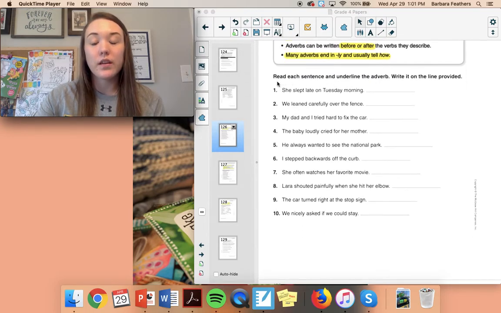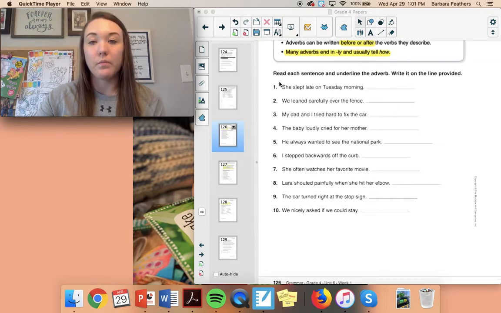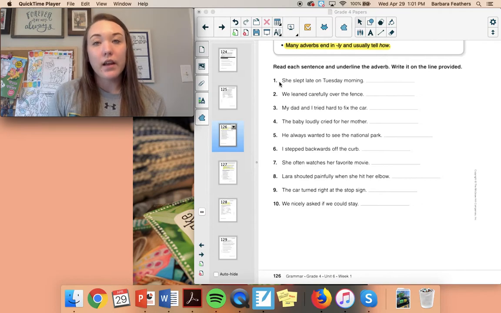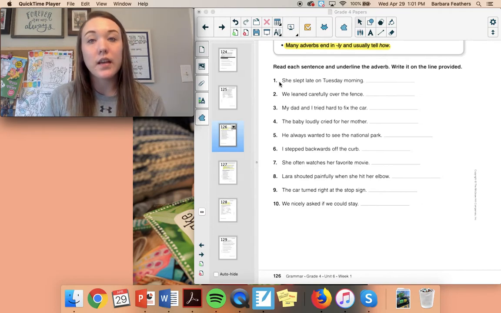The directions on this page say to read each sentence and underline the adverb. Write it on the line provided. I like to identify what my verb is in each sentence and then find the adverb. And I know I have to look before and after the verb to figure out what my adverb is.